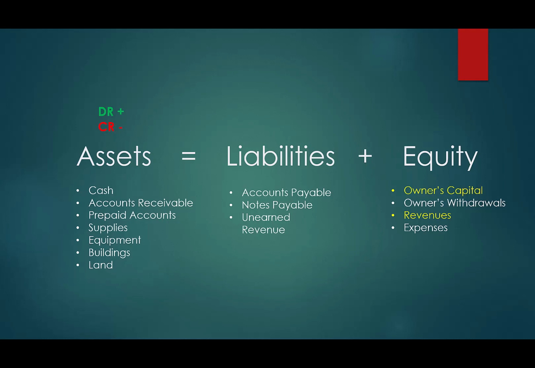Now, generally speaking, the opposite is true on the other side of the equation. So for liabilities and equity accounts, generally speaking, debits are going to decrease the account, whereas credits are going to increase those accounts. There are some exceptions to the rule, which I've highlighted in yellow. For owner's capital and revenue, even though they're on the liability and equity side of the equation, a debit is going to increase those accounts while a credit is going to decrease those accounts. So let's dive into a few examples.